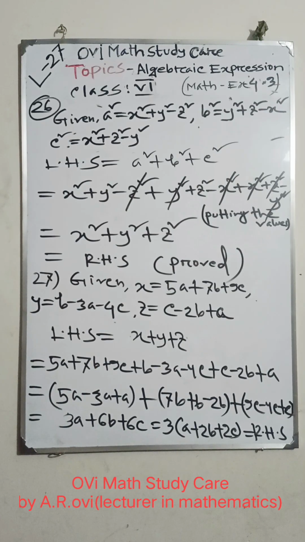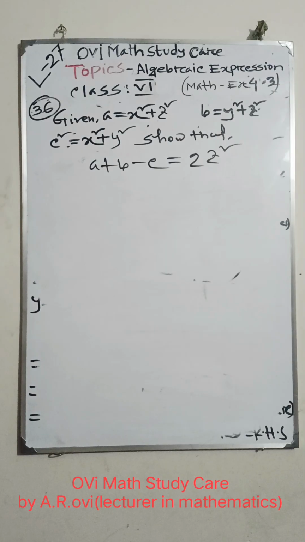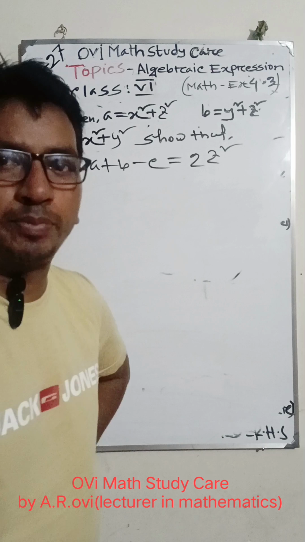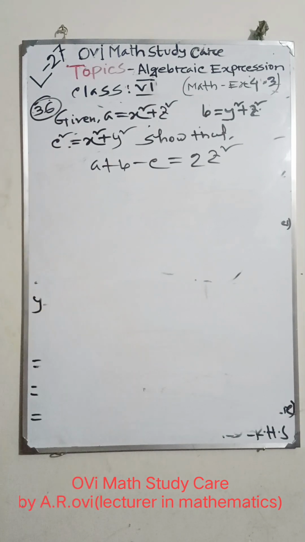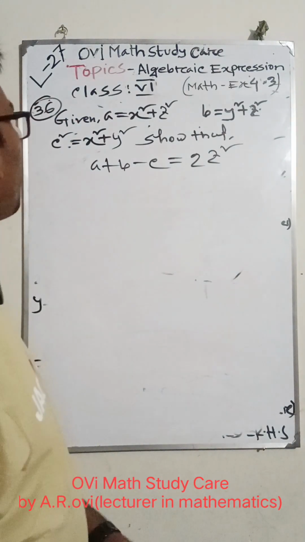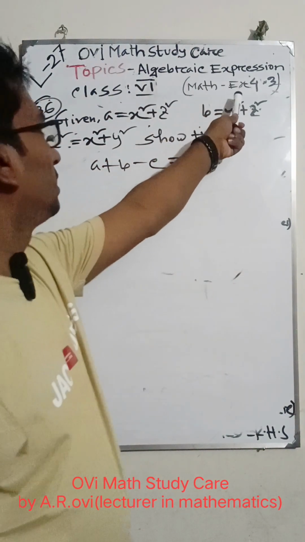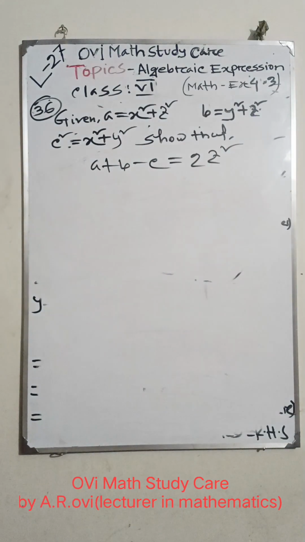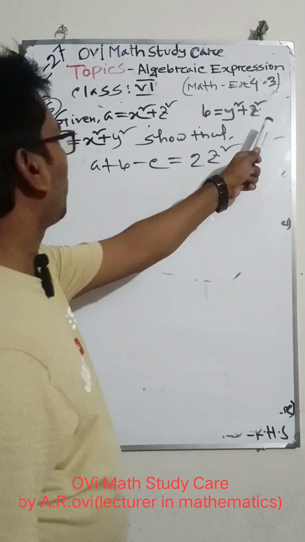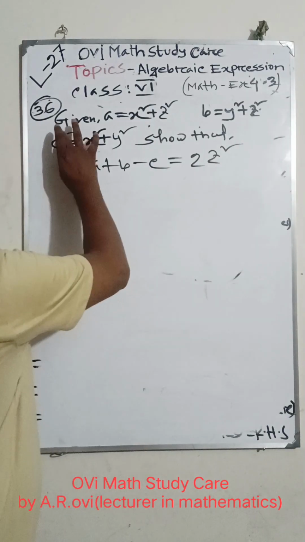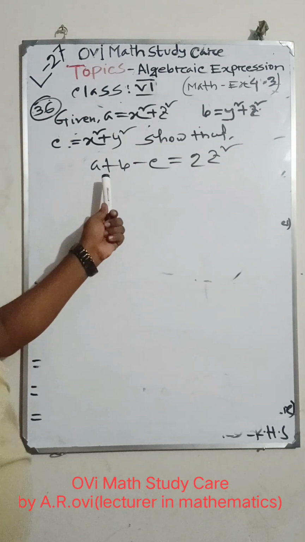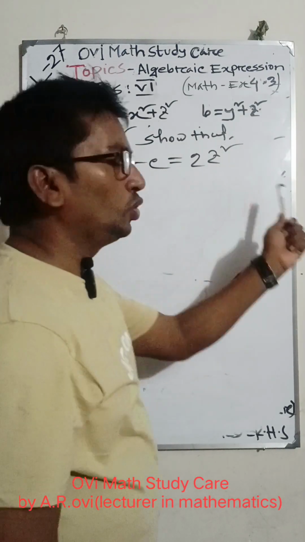Our next problem, dear students, this is another problem. In the previous two problems we have done addition, and problem number 36 is actually a problem of subtraction in class 6 exercise 4.3 algebraic expression. Here given a equal to x square plus z square, b equal to y square plus z square, and c equal to x square plus y square, so that a plus b minus c equal to 2z square.